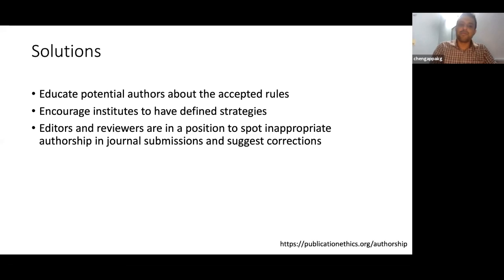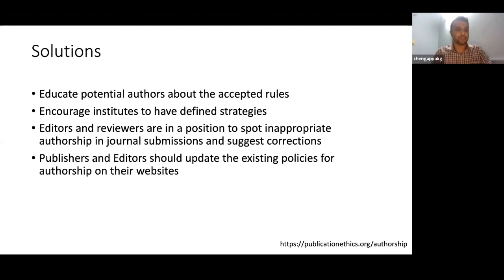And editors and reviewers are in a position to spot inaccuracies, and they have to flag it to the editor. And publishers and editors should update the existing policies for authorship on their website. For instance, some of the websites don't ask for what is the role of each person enlisted here. So that has to be asked upfront, so that the authors declare what each of them has done, and there is no conflict there.